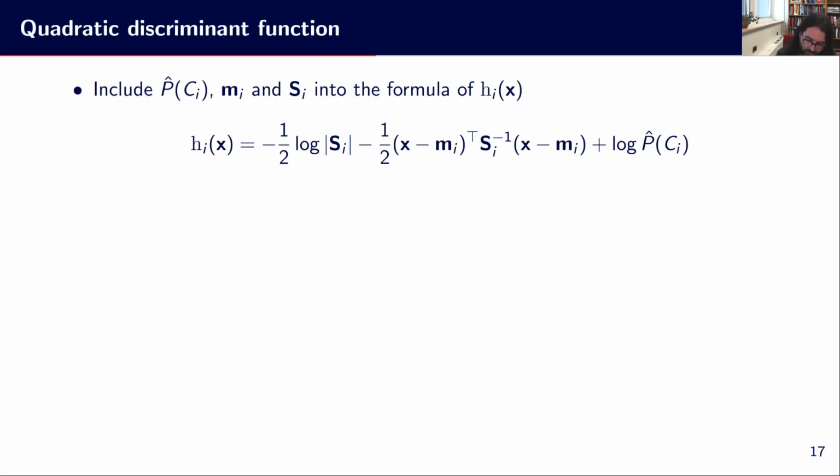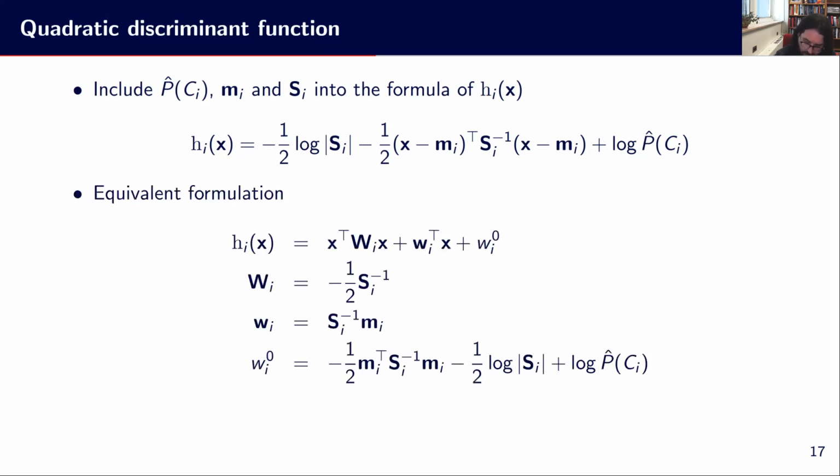And as such, we have -1/2 log determinant of covariance matrix S_i, and we have all these things here, which is basically the same using the estimators, and we have the log of the prior probability. If we decompose this, we can get into this formulation. Looking at this directly, you can see that it is a quadratic function.